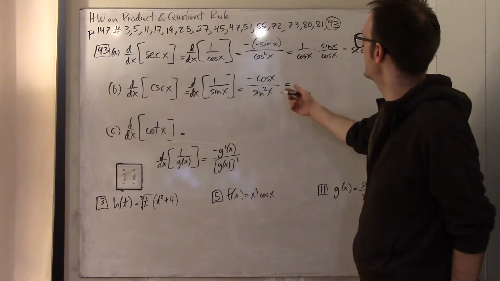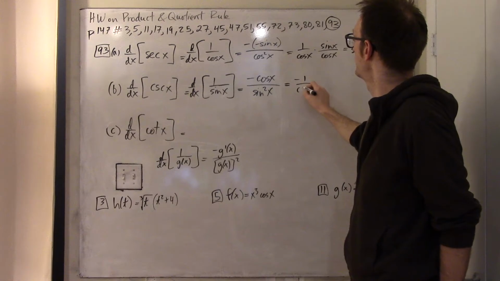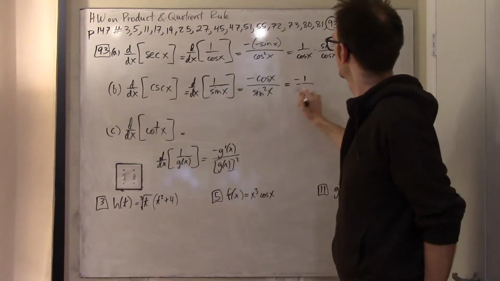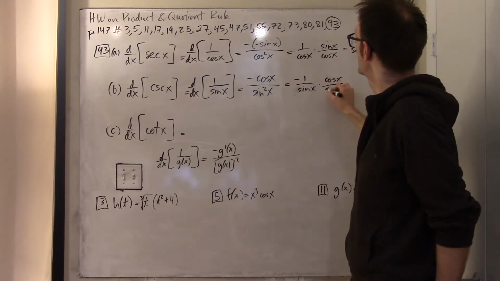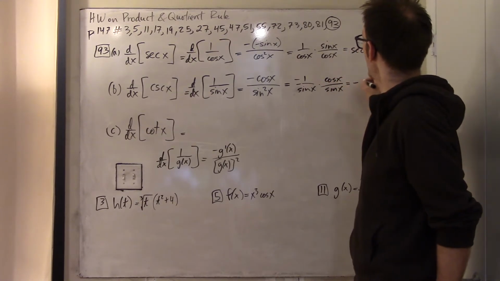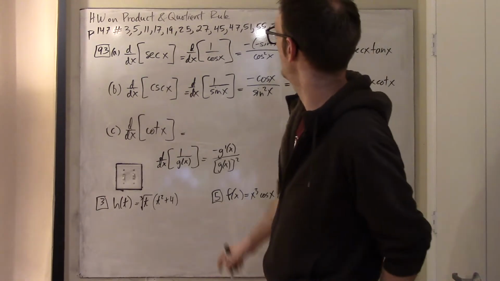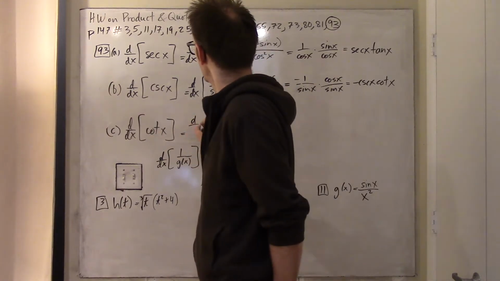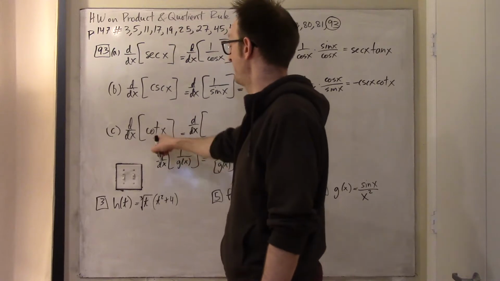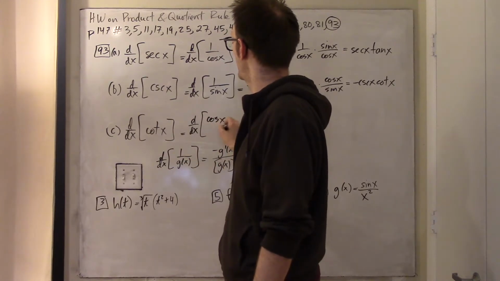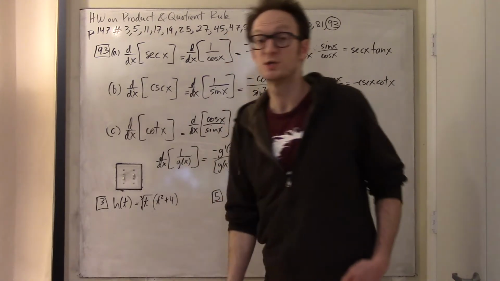Anyway, here we go. What is this? This can be thought of as negative 1 over sine times cosine over sine. So what is that? Negative cosecant cotan. Okay, good. Let's finish this off. What's the derivative of cotan? Well, best to here rewrite cotan as cosine over sine, and then to use the quotient rule.